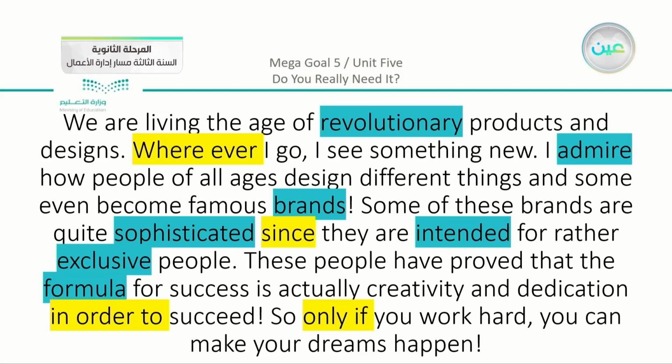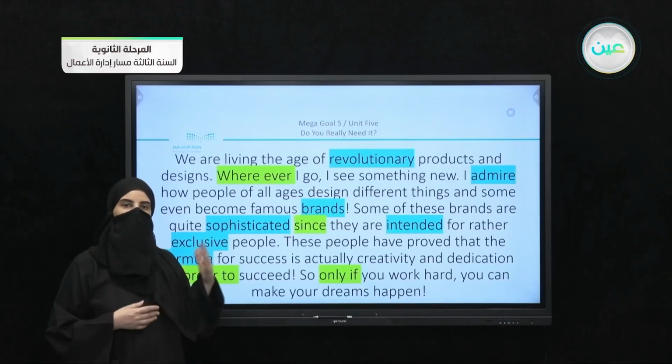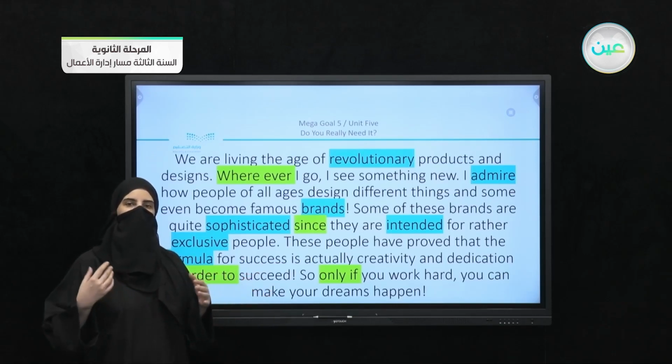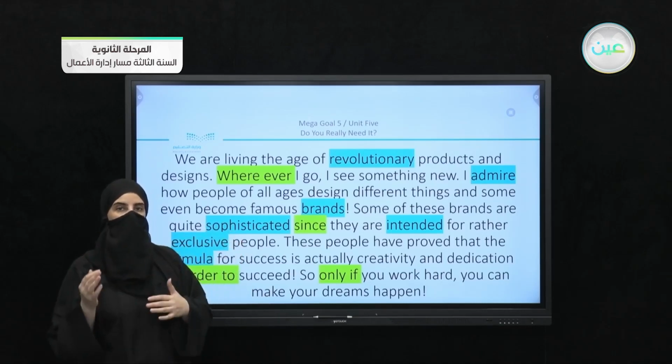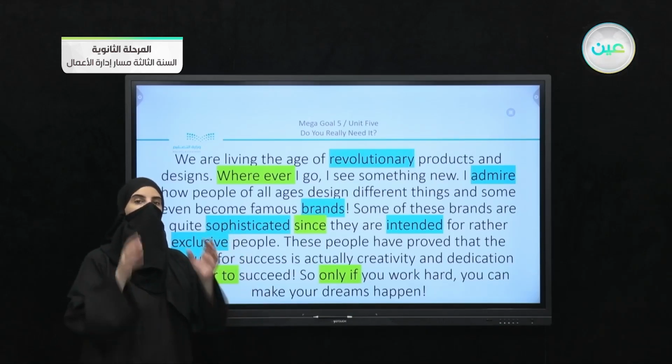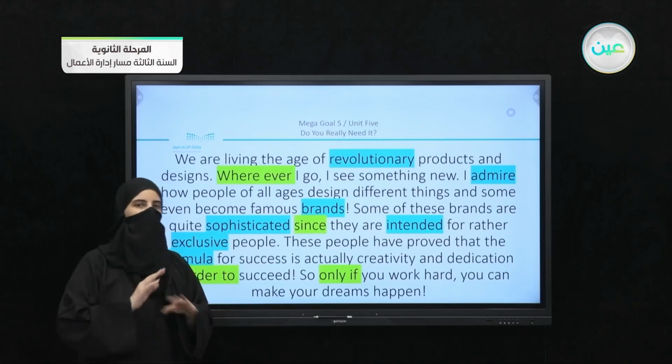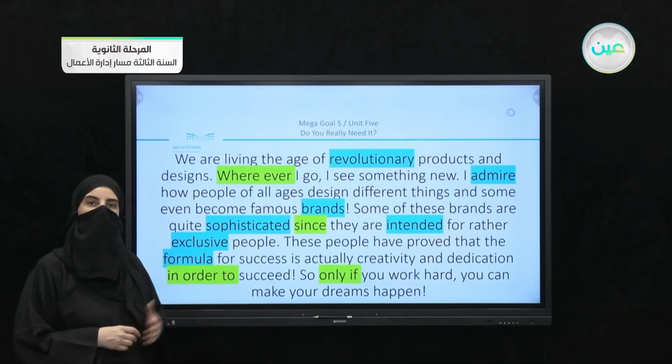Our last example is, so only if you work hard you can make your dreams happen. This time we can see that only if is at the very beginning of the sentence, and because it is at the beginning there is a comma to divide the sentence. So we agreed that we have here examples, we have here different words. We have these words, they come sometimes at the beginning, and if they do, there is a comma. And in two other examples, they are in the middle, and because they are in the middle, there is no comma.